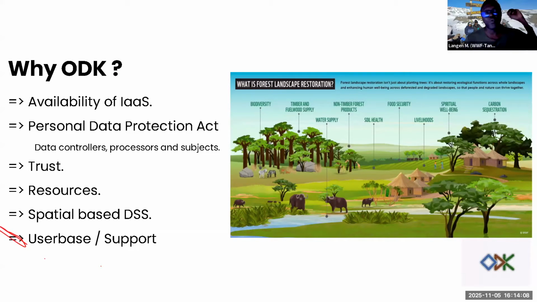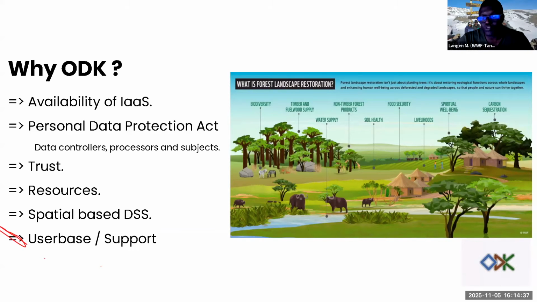So why in WWF Tanzania do we select the ODK, and in most of my work I select the ODK. Most of the time right now, looking around Tanzania and globally, there is availability of infrastructure as a service. That's the big thing, because you can host your data collection, Docker, whatever. For example, for the Tanzanian case, this is specific to Tanzania, the Personal Data Protection Act is very big right now.